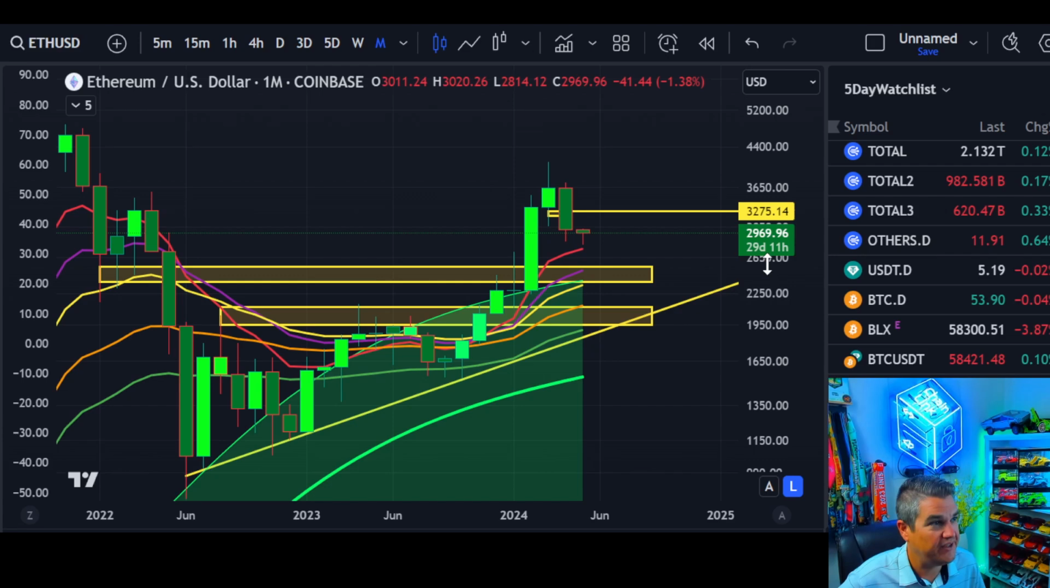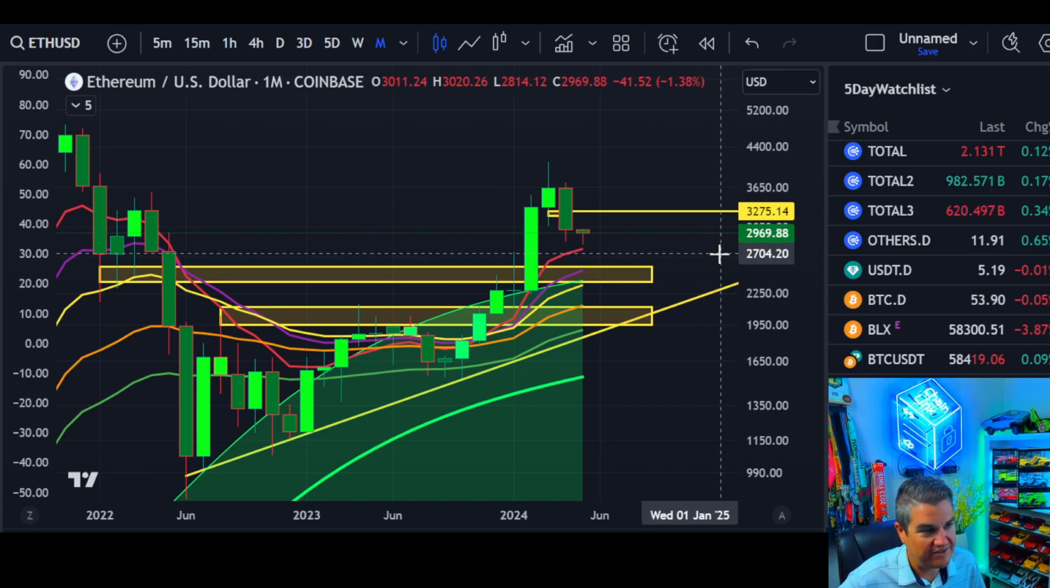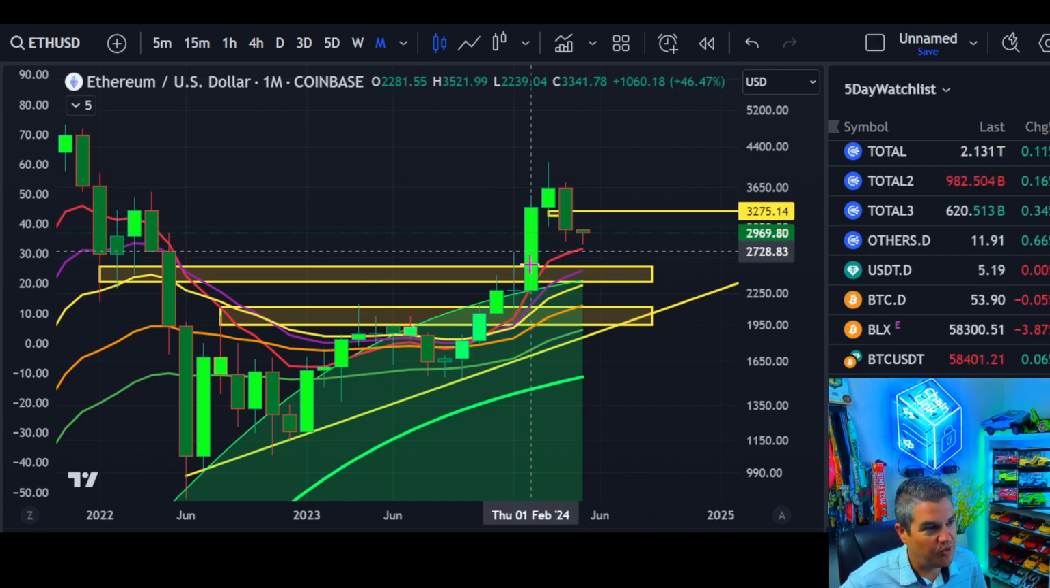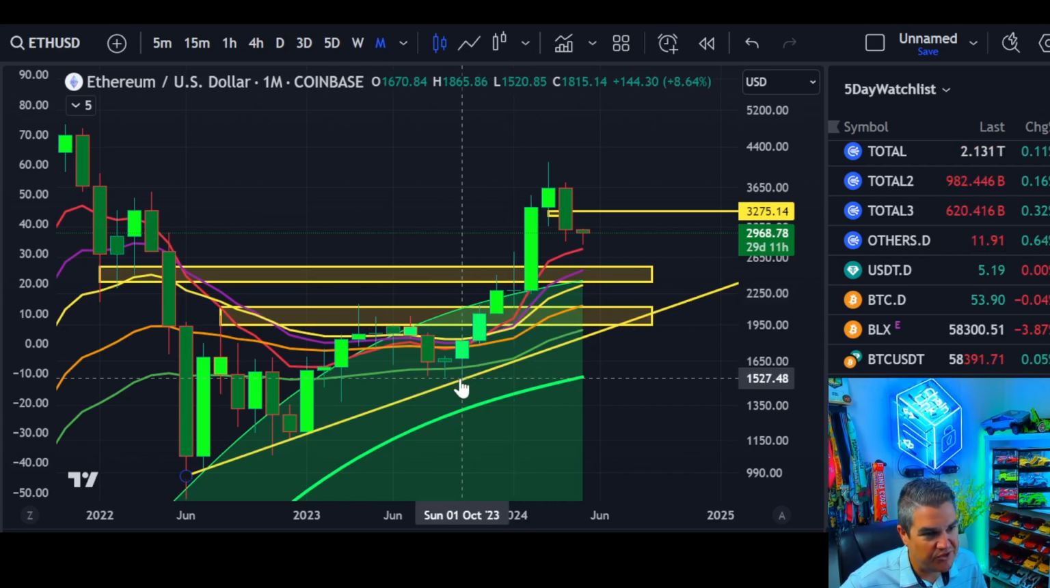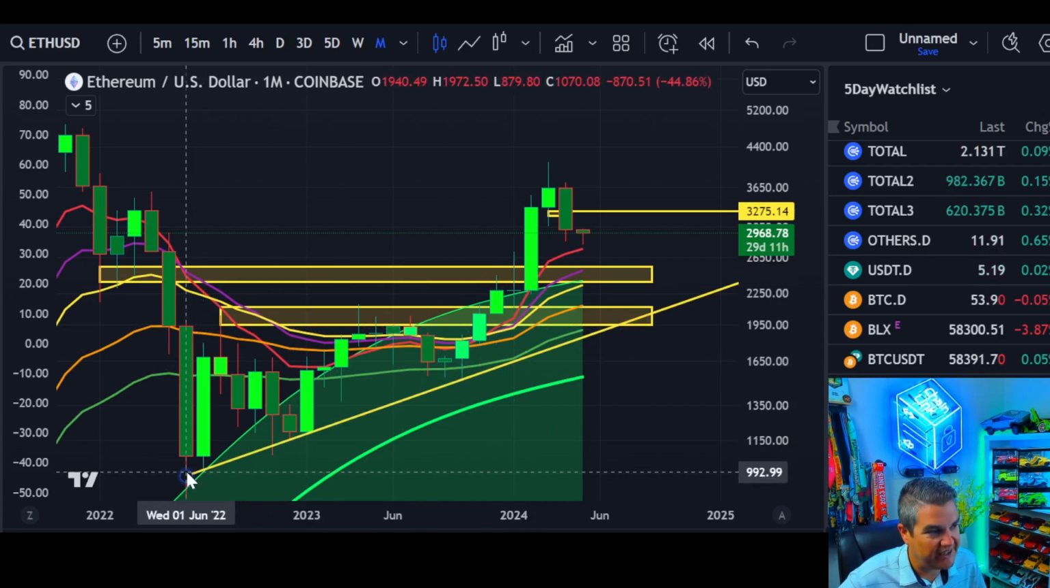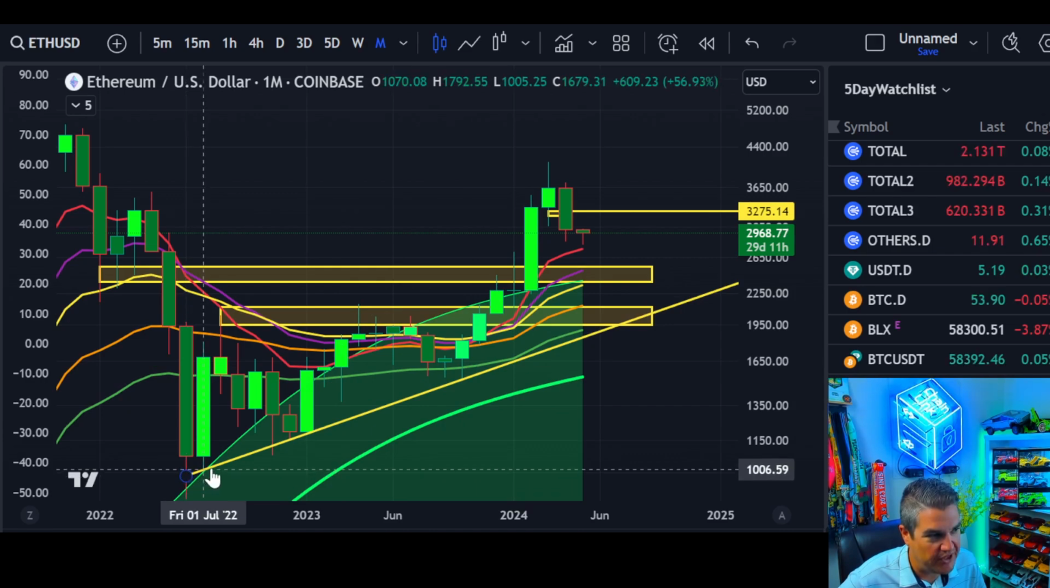All right, let's get right to it. The monthly chart for Ethereum USD. Where are we? What does it mean? I'm glad you asked. So we moved up off of the lows from 1500, right? This trend line has been intact since June of 2022.